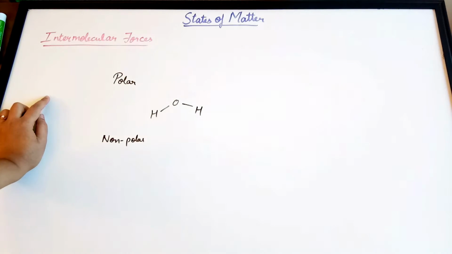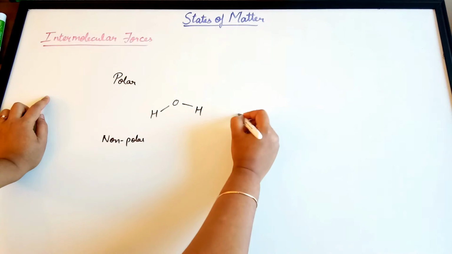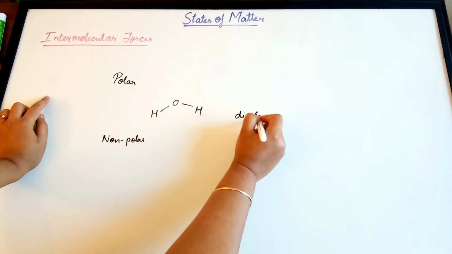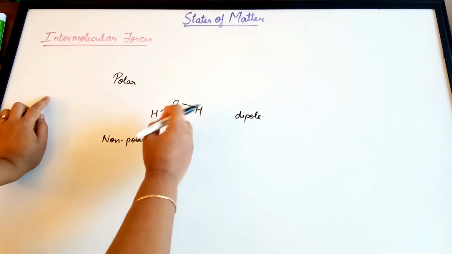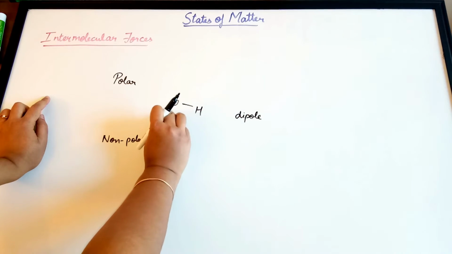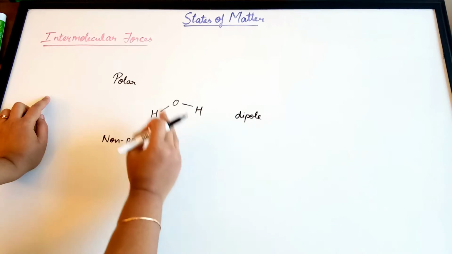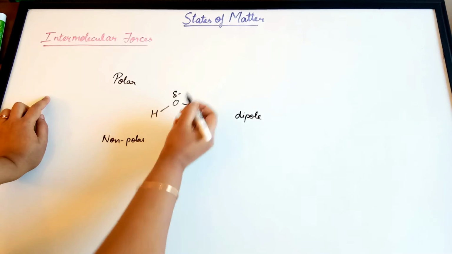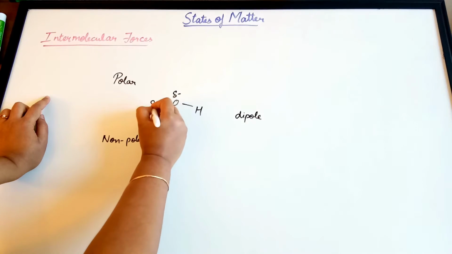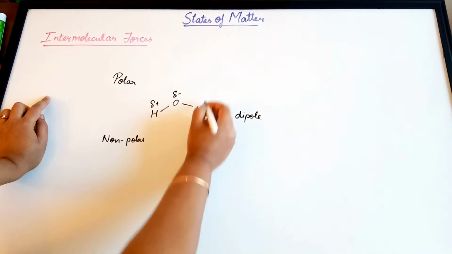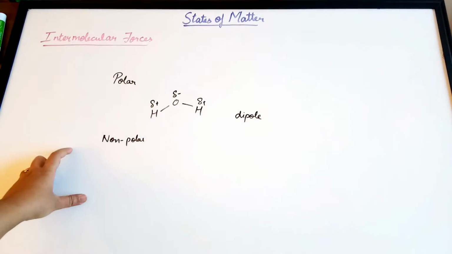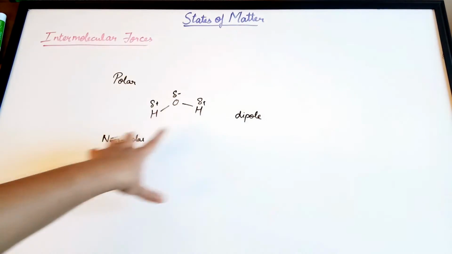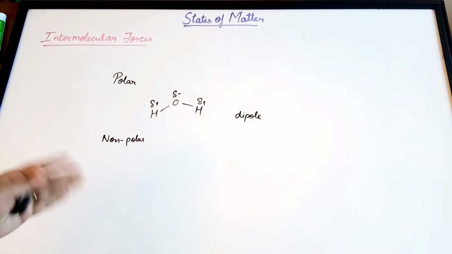This leads to the formation of something called a dipole. So we know oxygen is more electronegative than hydrogen. Because of that, it's able to pull the electrons towards itself, and this in turn creates a partial negative charge on oxygen and a partial positive charge on hydrogen, or rather both the hydrogen atoms. Non-polar molecules, on the other hand, do not have all of this happening. So they generally don't have a dipole.